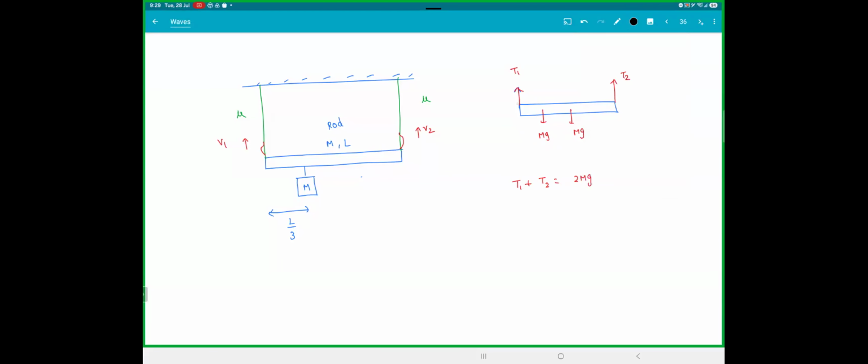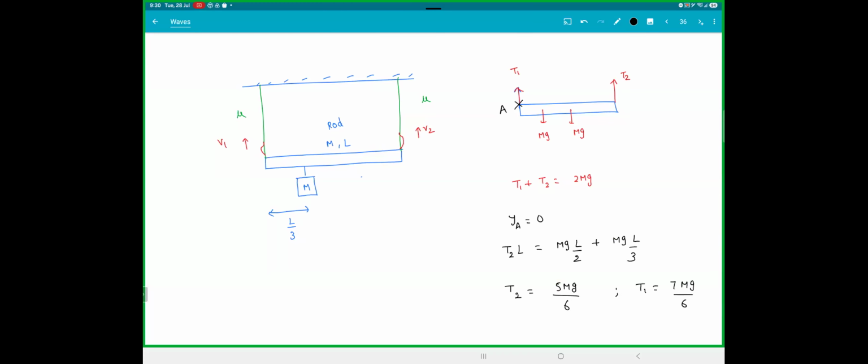Since it is not rotating, take torque about any point. I'll take torque about A. So torque about A is equal to 0. That gives T2 into L equal to mg into L by 2 for the center of the rod plus mg into L by 3 for the block. This will give you T2 equal to 5 mg by 6. If T2 is 5 mg by 6, then T1 will be 7 mg by 6.